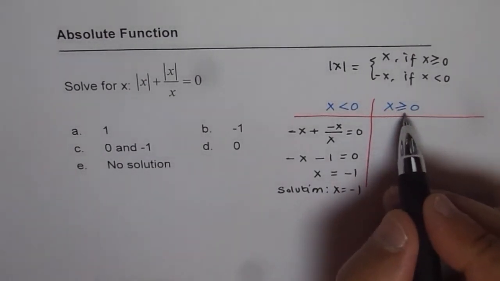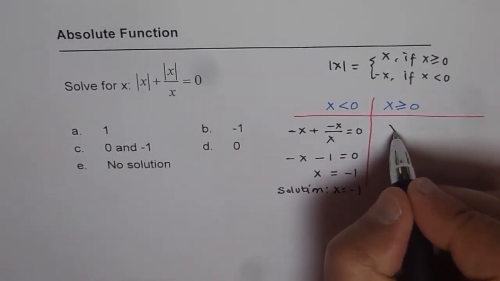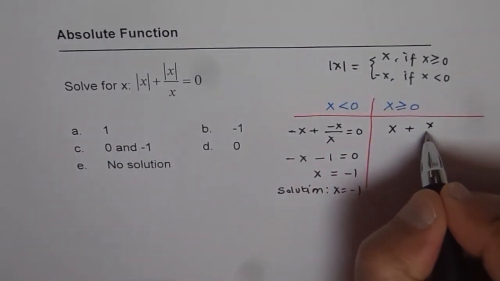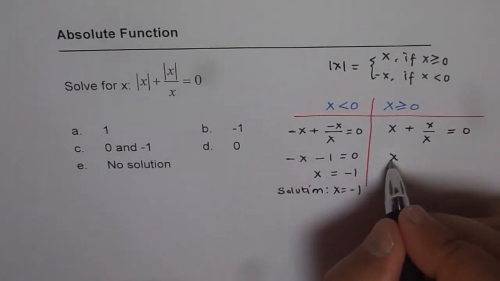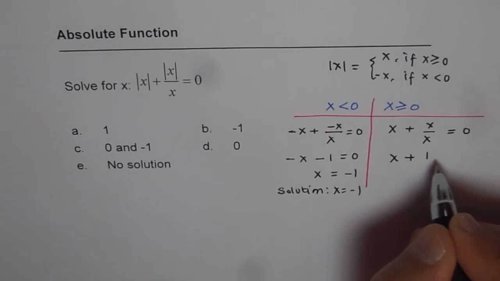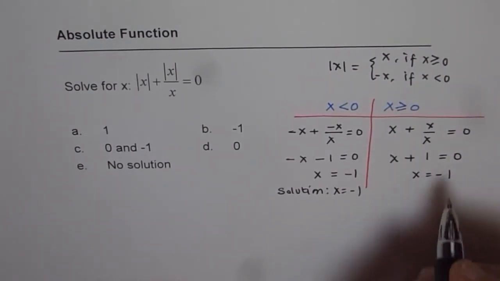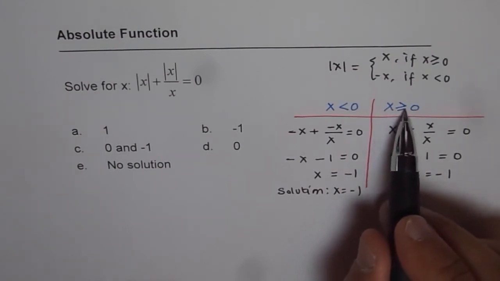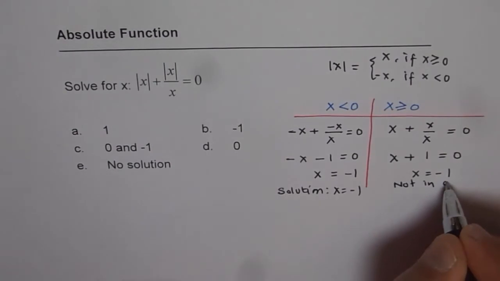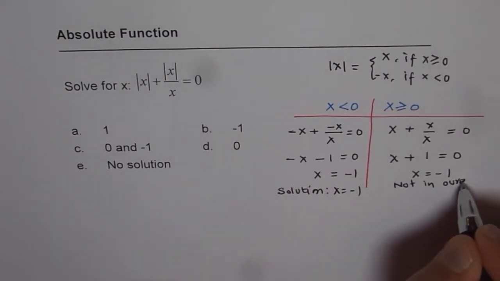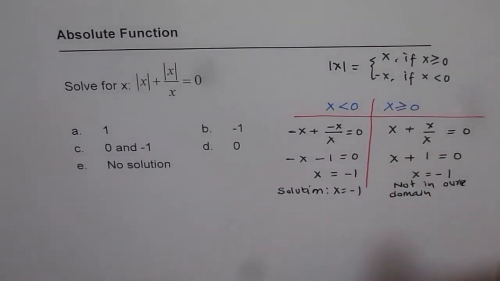How about when x is greater than or equal to 0? In that case, absolute x is positive x. So we have x plus x over x equals 0, and that gives us x plus 1 equals 0, or x equals minus 1. Now minus 1 is not in this interval, right? So this is not in our interval, in this particular domain.